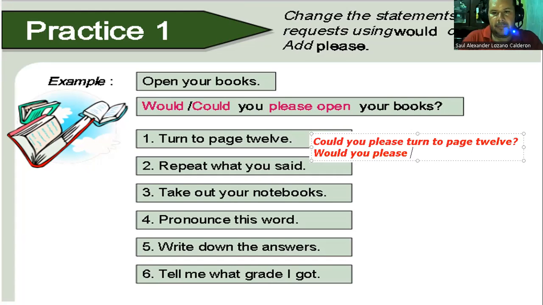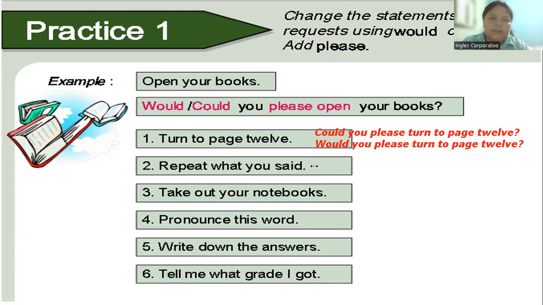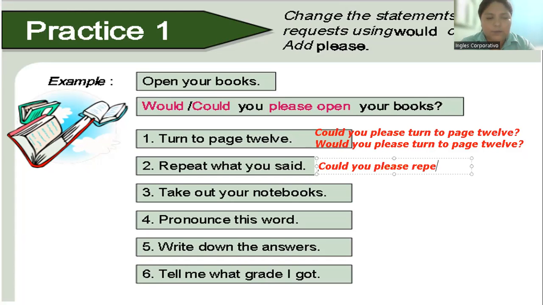Will you please? Saul, will you please? Number one, using would. Could you please turn to page 12? Okay, so will you please turn to page 12? Let's see, second example. Repeat what you said. Could you please repeat what you said? Or would, right? So will you please repeat what you said?